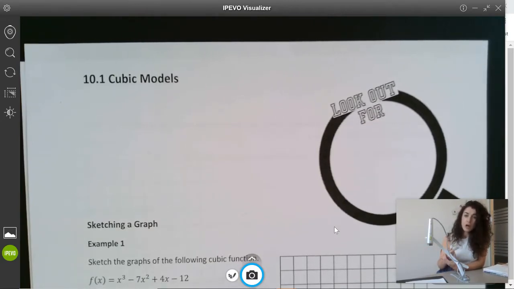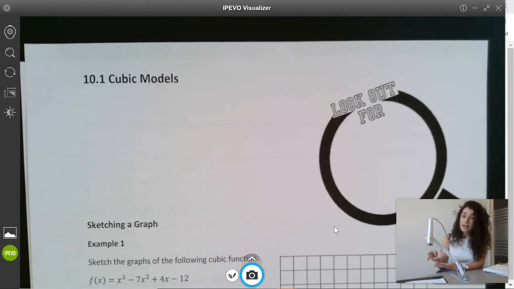So make sure that you are continually practicing what we did last unit, because it will probably be on this test as well. It's a continuation of our last unit. So we are today talking about cubic models.